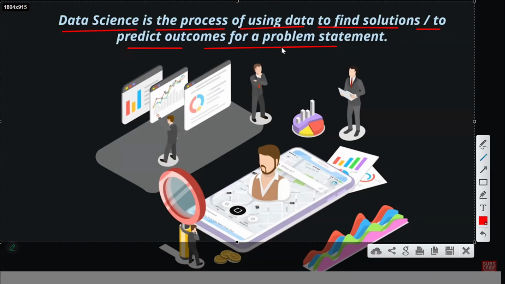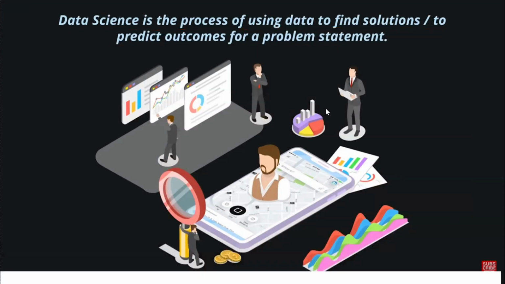The bank people have a problem. What is the problem? The customers are leaving their bank. So what the data scientists have done is they took the data and predicted the outcome: this is what is going to happen in the future and all. So that is what data science is. Data science is the process of using data to find solutions or predict outcomes for a problem statement.